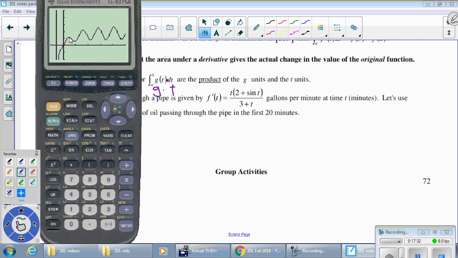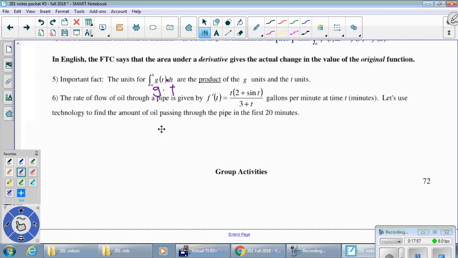So the oil is flowing through the pipe at, I don't know, is this a 1 right here? 1 gallon per minute at this moment. And then it slows down. It's still flowing through the pipe, but maybe only at like half a gallon per minute. And then it speeds up. And up here, it's flowing at like 2.2 gallons per minute, and then it slows down to like 0.8 gallons per minute. So it's always flowing through the pipe, but it's speeding up and slowing down and speeding up, generally speeding up, it looks like.